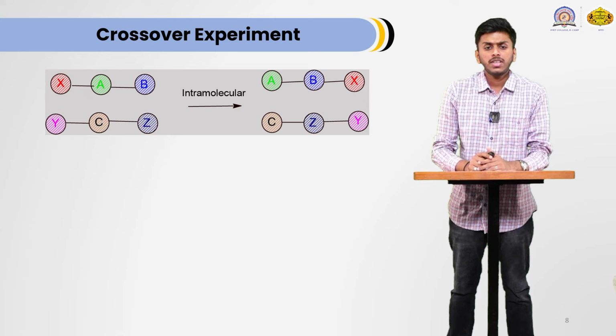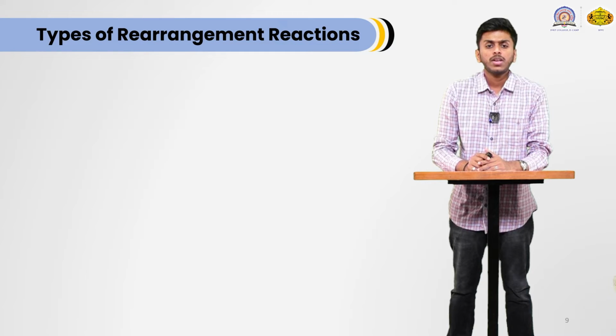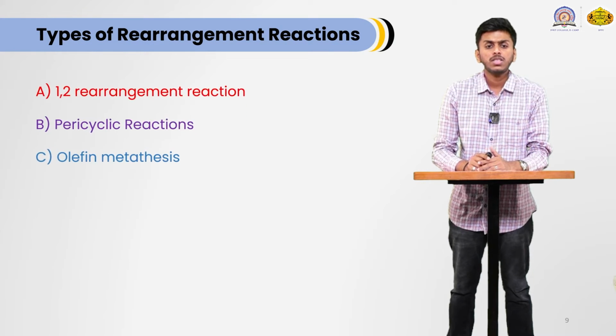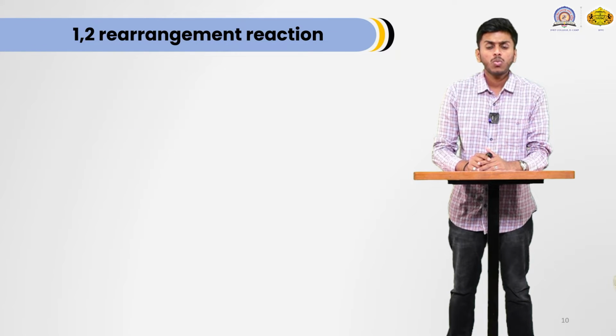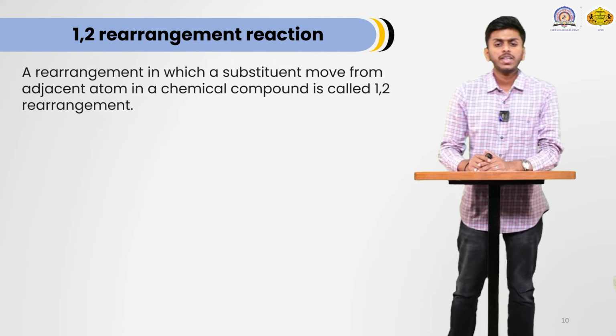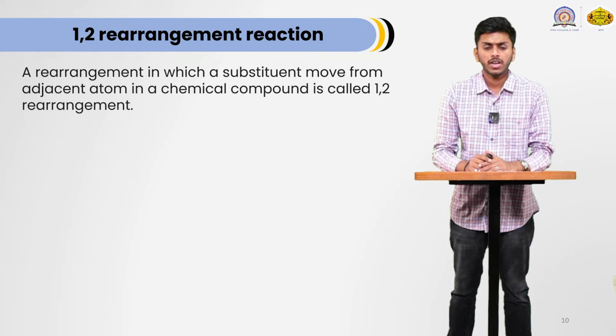Here is a graphical representation of crossover experiment. The first case is intramolecular and the second case is intermolecular. Types of rearrangement reaction. First is 1-2 rearrangement reaction, second is pericyclic reaction, and third is olefin metathesis. Now we will study 1-2 rearrangement reaction. A rearrangement in which a substituent moves from an adjacent atom in a chemical compound is called a 1-2 rearrangement reaction.